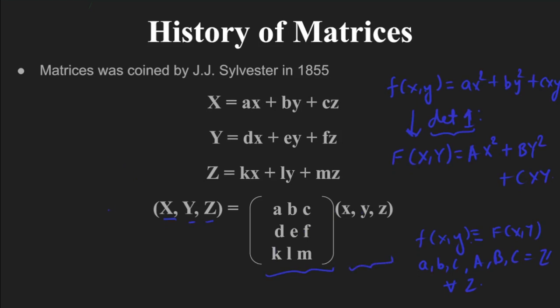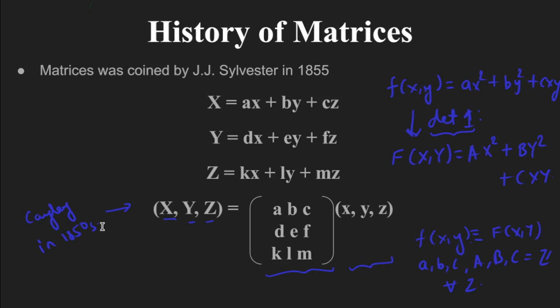This notation, what we see today, was actually given by Cayley in his paper of the 1850s, where he also gave the single letter notation to represent a matrix. And this is also considered a great evolution in matrix algebra.